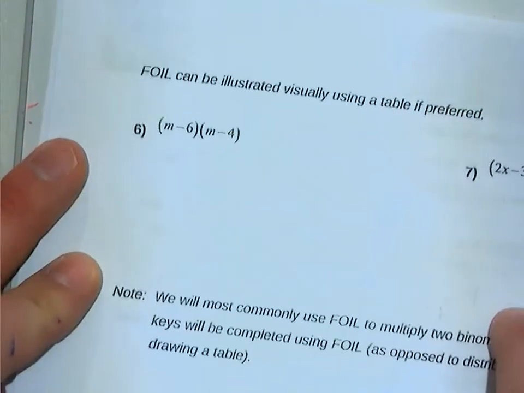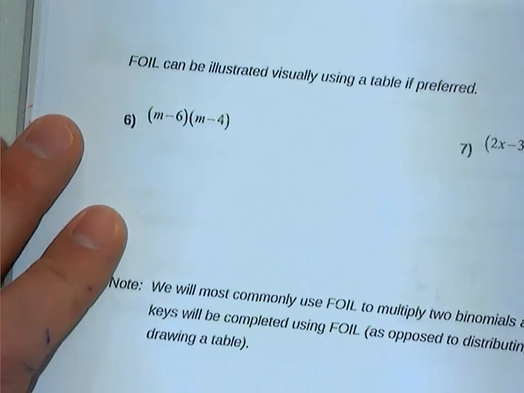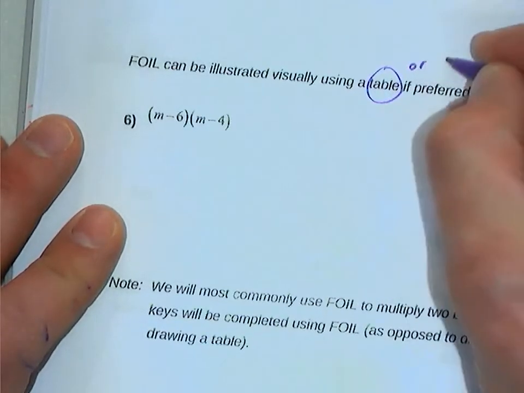Okay? Now, sometimes FOIL just doesn't work for people. Okay, so there's other ways to do it. One way is they call it the table method or the box. I call it the box table or box method.